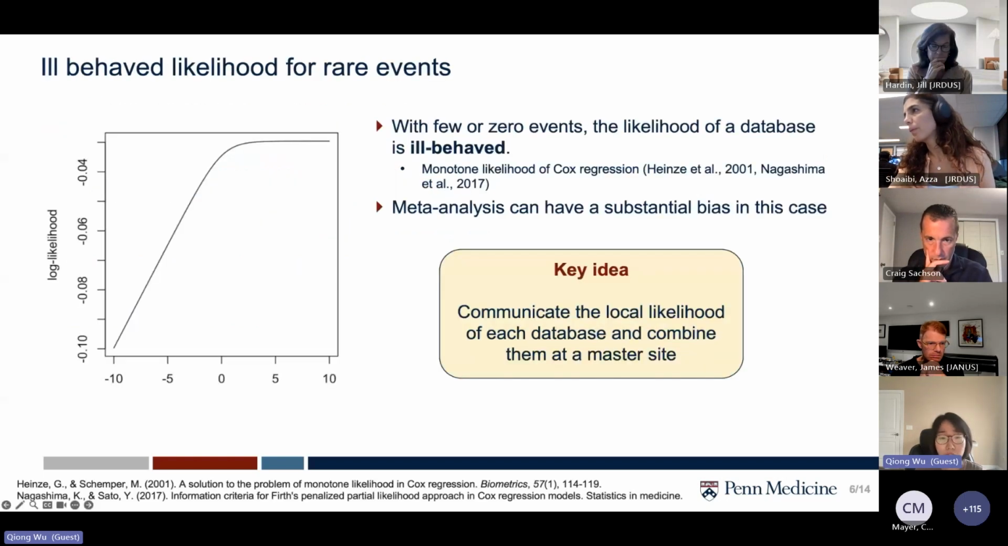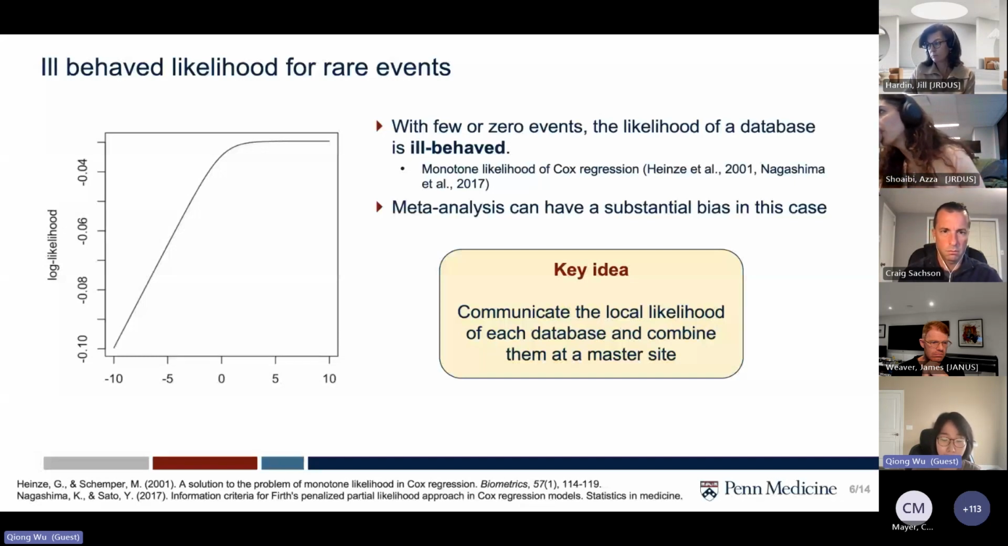The unique challenge comes from the situation with rare events. For example, when we have few or 0 events, the likelihood of the database will be ill-behaved. When we're using Cox regression and there is a 0 count in some treatment group, the partial likelihood will be monotonic. In this case, if we just use meta-analysis to take a weighted average of these maximum likelihood estimates, the result will have substantial bias due to these unstable estimates.